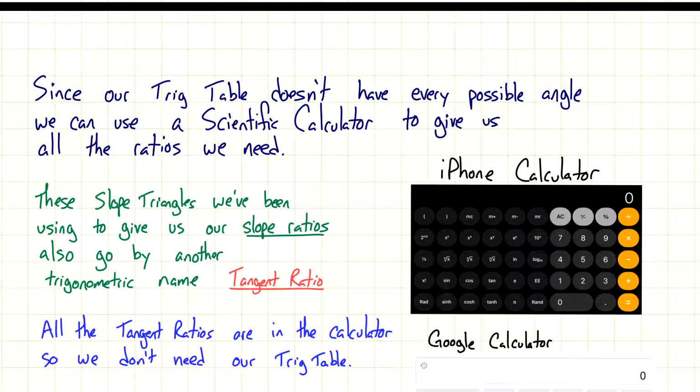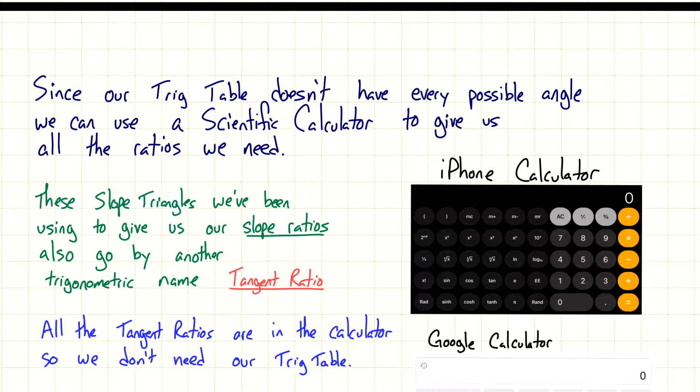The only reason we needed the trig table was to get those ratios, or to use the ratios to get our angles. The slope triangles we have been using give us the slope ratios, and that's what we've been looking for in the table. But those actually go by another trigonometric name, because we're studying triangles, trigonometry. This is called a tangent ratio.